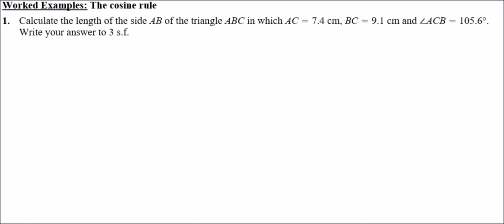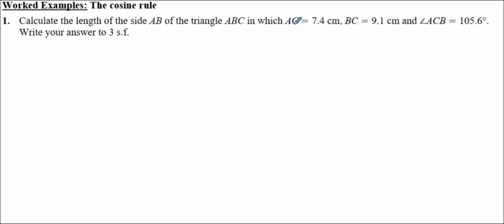Calculate the length of the side AB of a triangle ABC, in which AC equals 7.4, BC is 9.1, and angle ACB is 105.6. Give your answer to 3 significant figures. Okay, what I would suggest we do for this one is just to draw out the triangle. I cannot picture it without drawing it out.